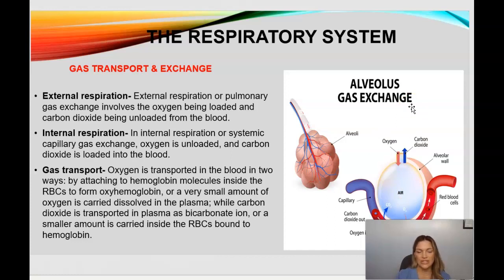In internal respiration, or systemic capillary gas exchange, oxygen is then unloaded and carbon dioxide is loaded into the blood. And then with gas transport, oxygen is transported in the blood in 2 ways. First, by attaching to hemoglobin molecules inside the red blood cells to form what's known as oxyhemoglobin. A very small amount of oxygen is actually carried dissolved in the plasma of our blood. And carbon dioxide is transported in plasma as bicarbonate ion, or a smaller amount is carried inside red blood cells bound to the hemoglobin.